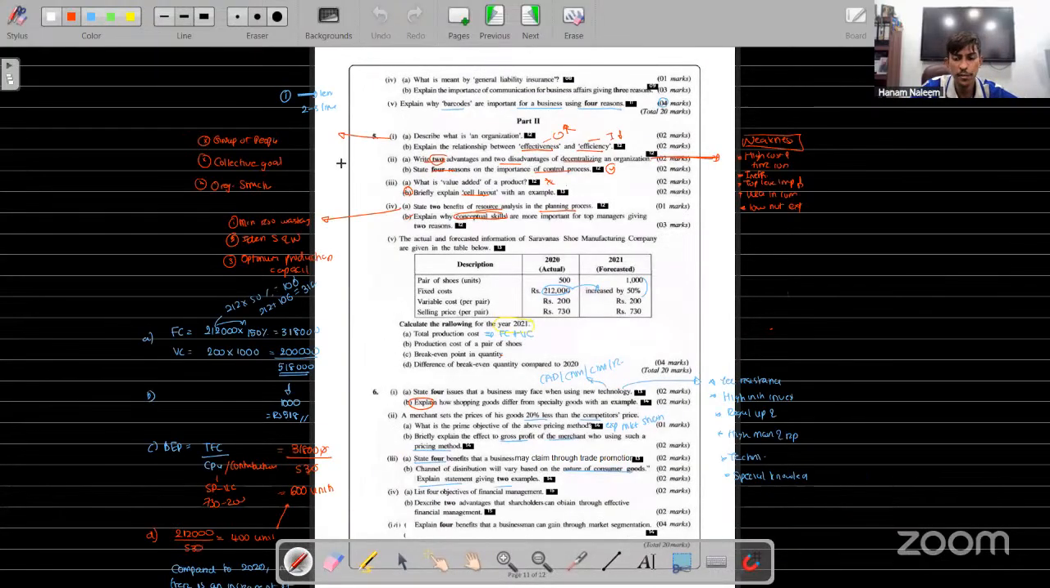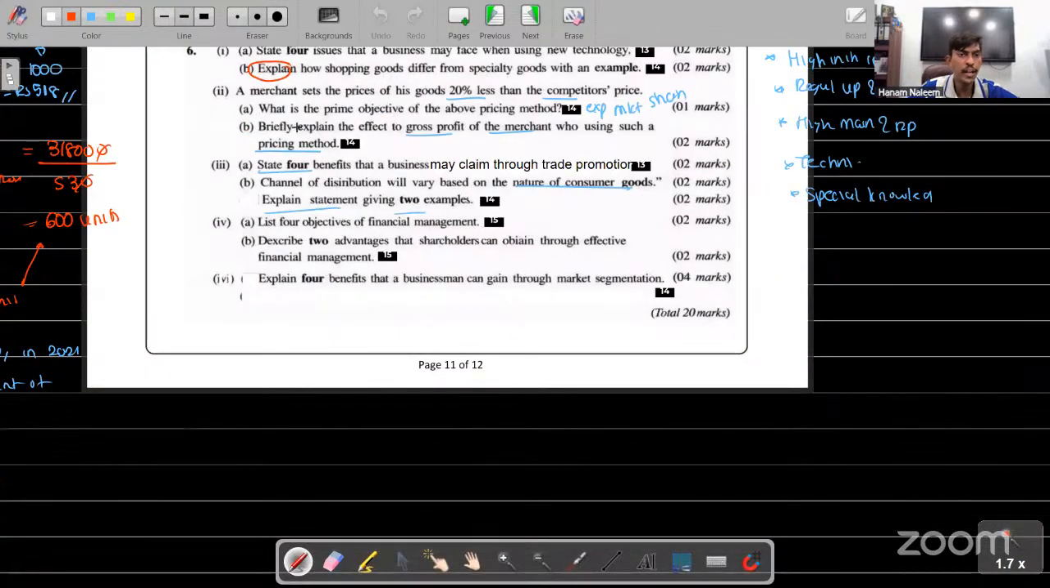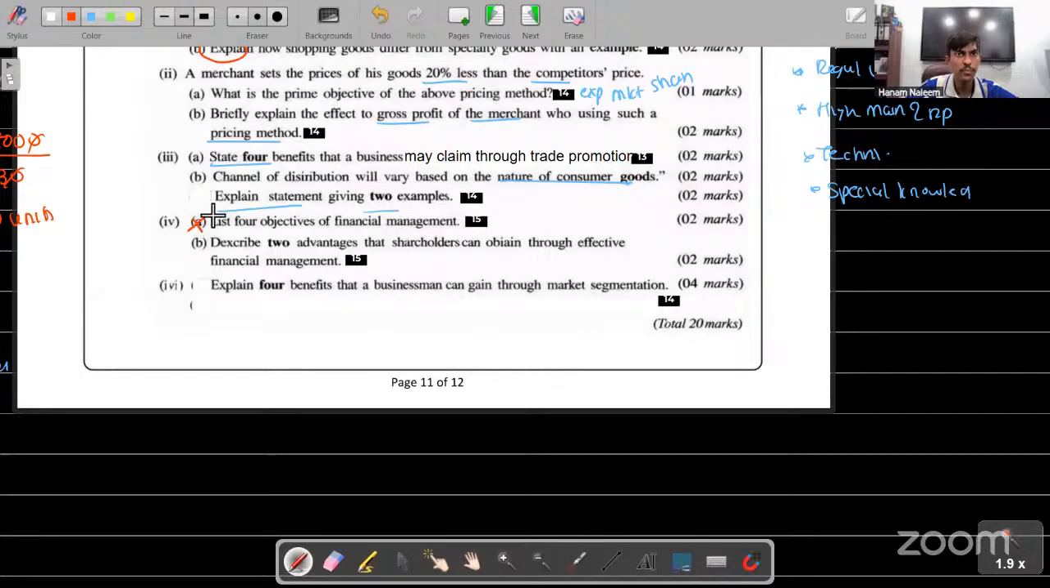Then, part 2. Question number 6. You have the fourth one first. List 4 objectives of financial management. That's the first question we discussed in 2016. Then, describe 2 advantages that shareholders can obtain through effective financial management. So when your company is doing the financial functions properly, what are the advantages a shareholder can get?